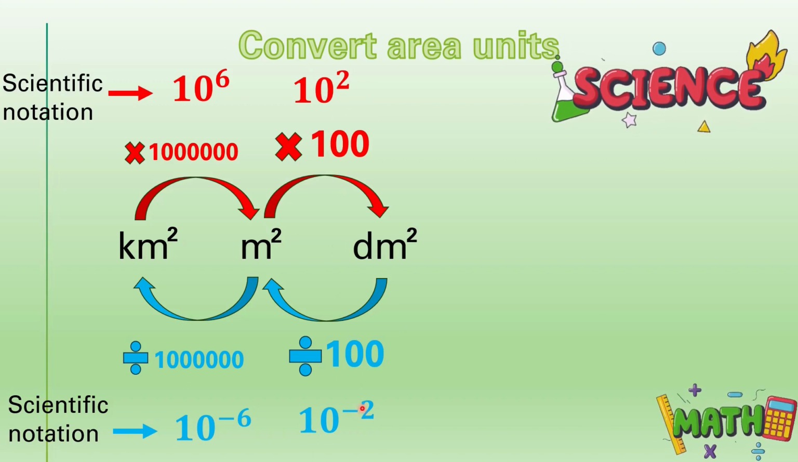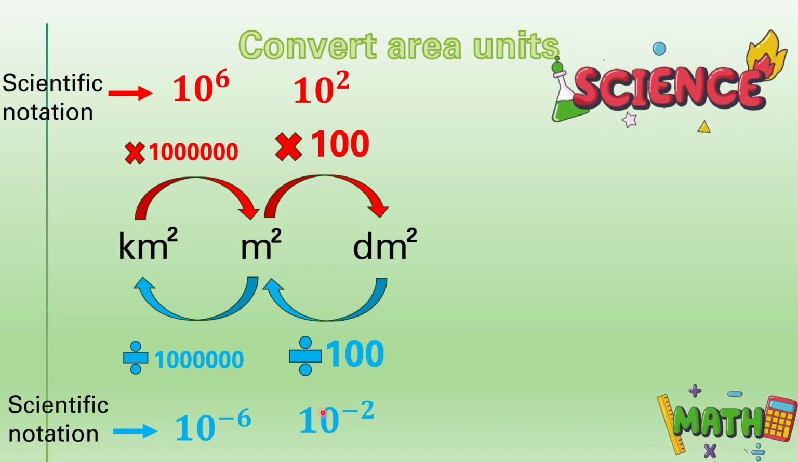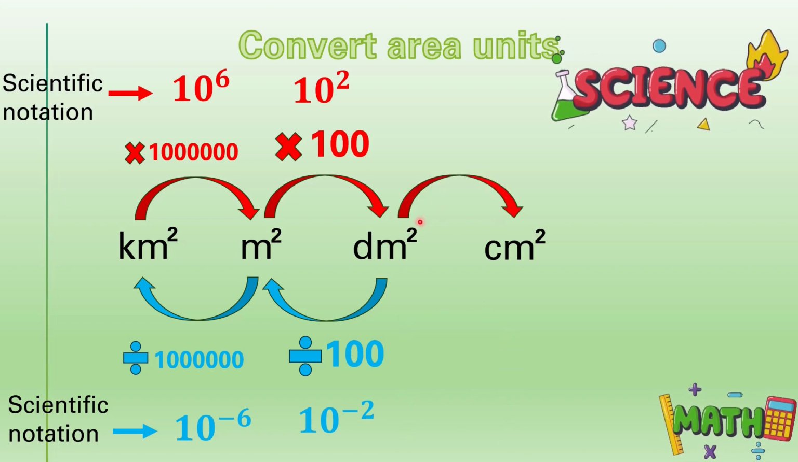Here it is minus 2, because when you are going in the opposite direction, from smallest to biggest, you are dividing with 100, or basically this is times 10 on the power of minus 2. Then if you have centimeters squared, so if you are going from decimeter squared to centimeter squared, which means decimeter is bigger than centimeter, then you are doing multiplication.